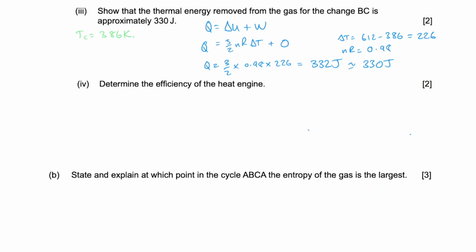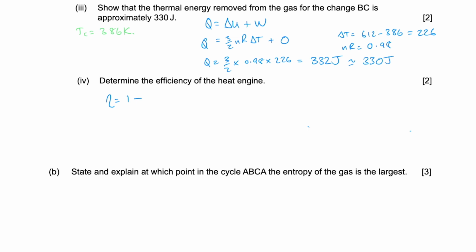4. Determine the efficiency of the heat engine. Do you remember in step 1 I said this is a definition of the heat engine, but there's an equation that I derived at the end which you don't really need to know, but it really speeds up questions. Okay, let's speed up this question. Efficiency equals 1 minus Q out over Q in. So it's 1 minus 330 divided by 416, which gives us 0.21. So the efficiency is 21%.